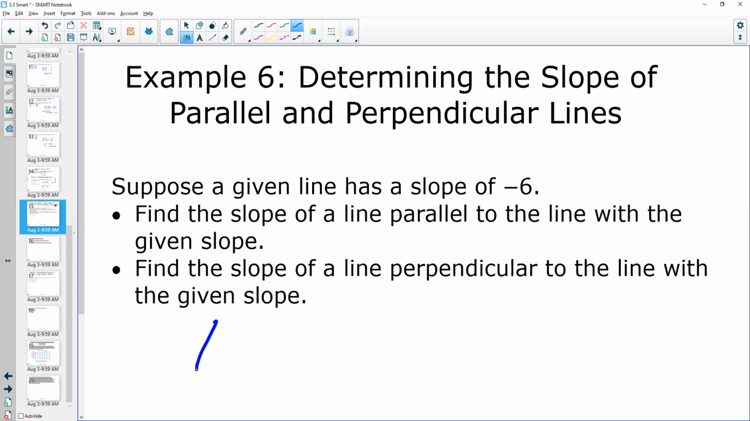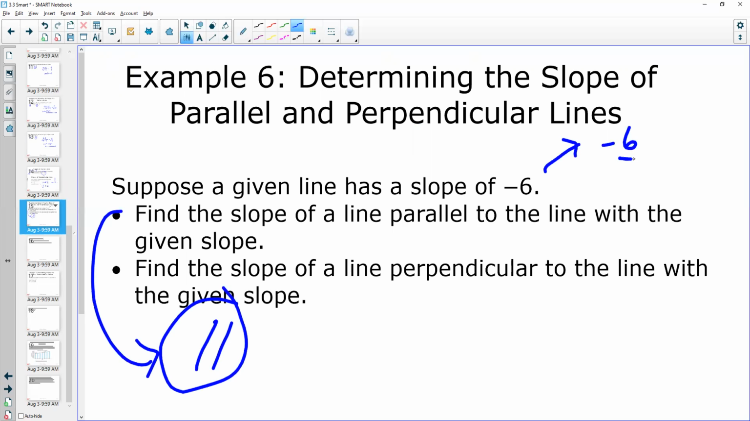So for parallel, and I'm always going to write that for parallel, that's what parallel is in my head, that's the symbol. The slope of this line is negative 6/1. The slope of the parallel line is also going to be negative 6/1. They're going to be the same. There's no work to do here. It just is what it is.